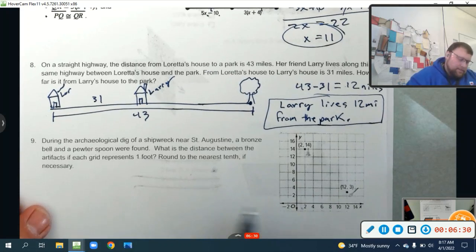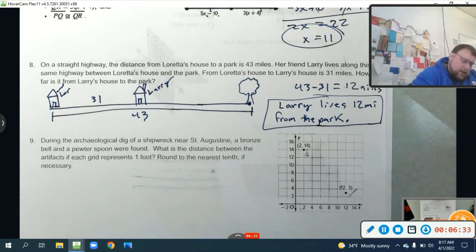Okay. This last one, during the archaeological dig of a shipwreck near St. Augustine, a bronze bell and a pewter spoon were found. What is the distance between the artifacts if each grid represents 1 foot? Round your answer to the nearest tenth.